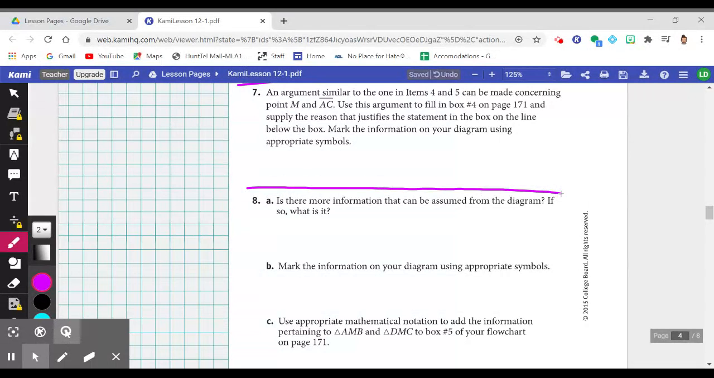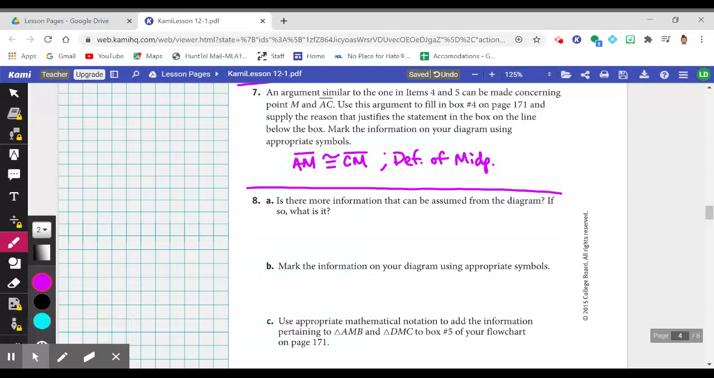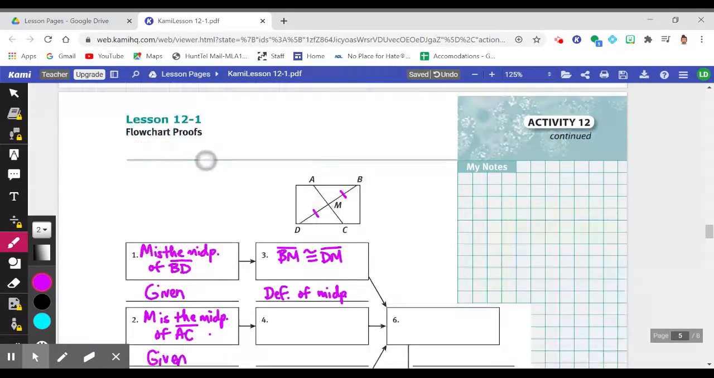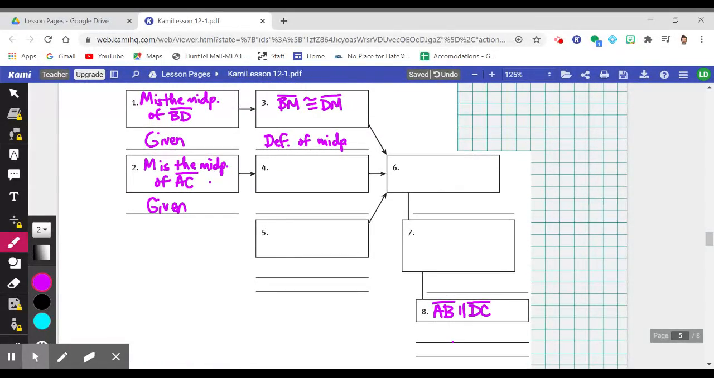So now, go and complete number 7. I would encourage you to even write it here before going to the flowchart proof, before playing through the video. So it says that an argument similar to the one in items 4 and 5 can be made concerning point M and AC. Because M is the midpoint of AC, it creates two congruent segments. The same reasoning, the definition of midpoint. So they want us now to go and put that information for step 4. Which, because M is the midpoint of AC, AM is congruent, I just wrote parallel, let me get that fixed, congruent to CM because of the definition of midpoint.